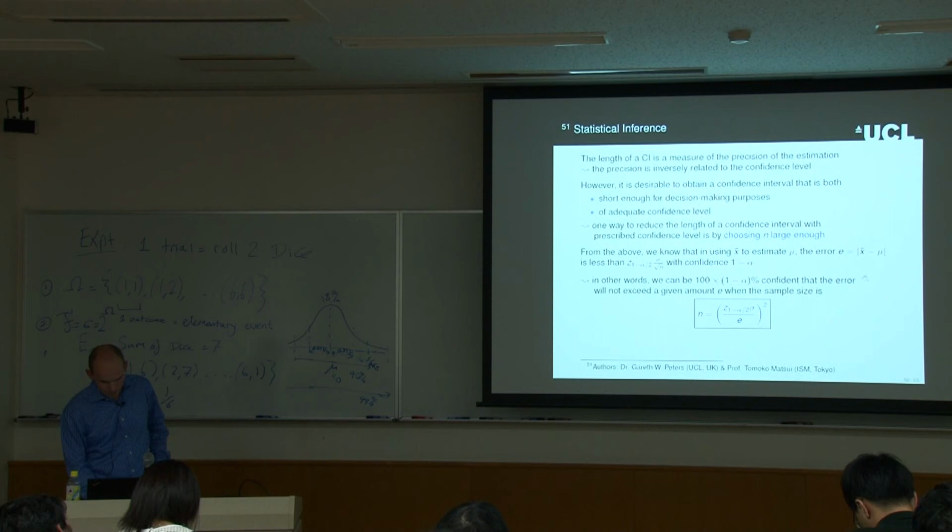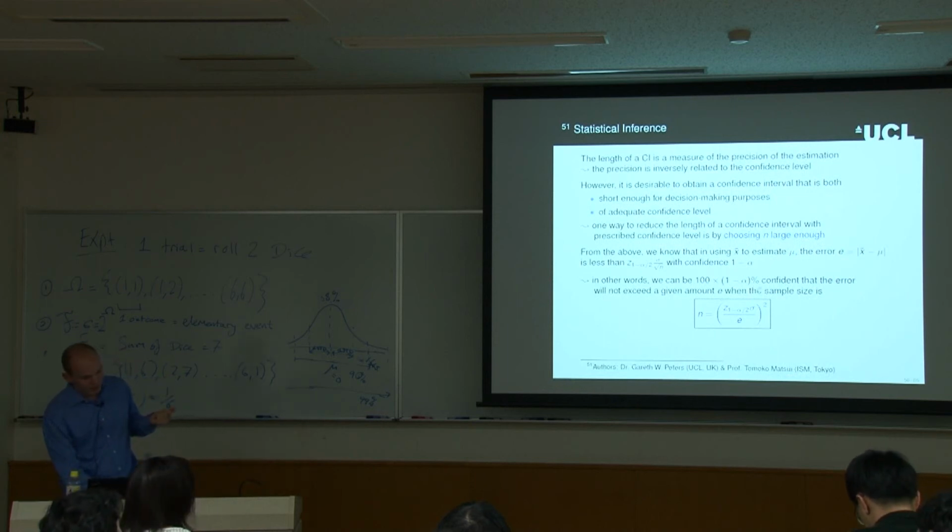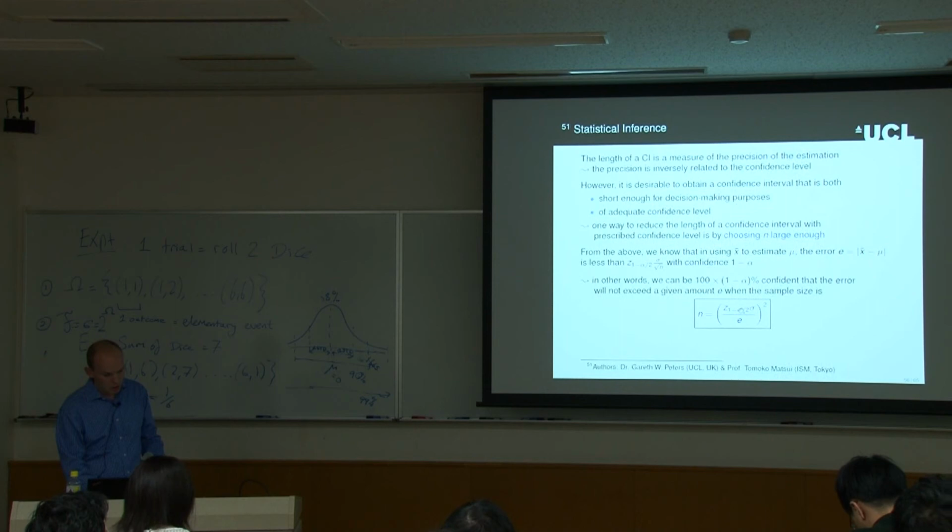So we have this error E equal to x bar minus mu. This is just showing that we have 95% confidence that the error will not exceed a given amount E when the sample size is this expression squared.